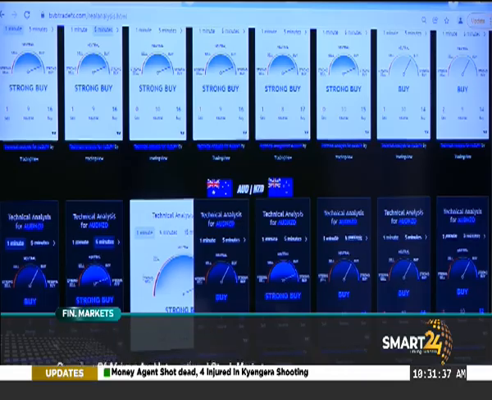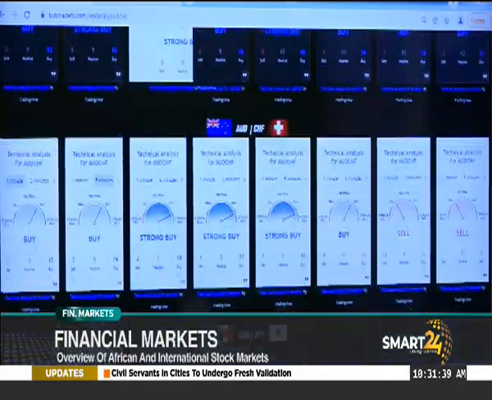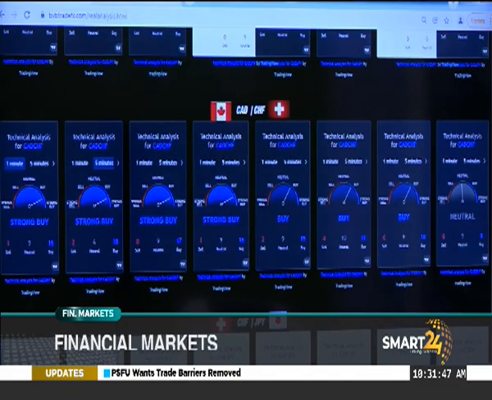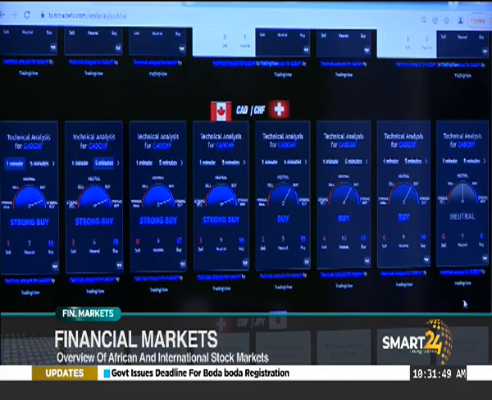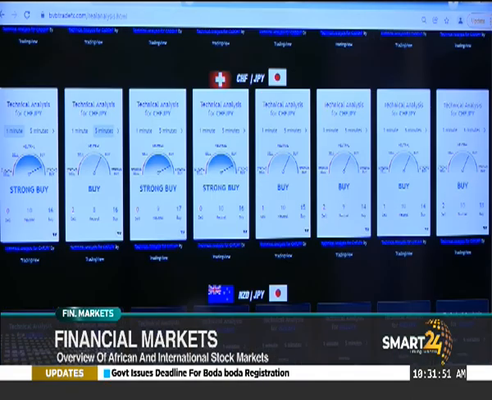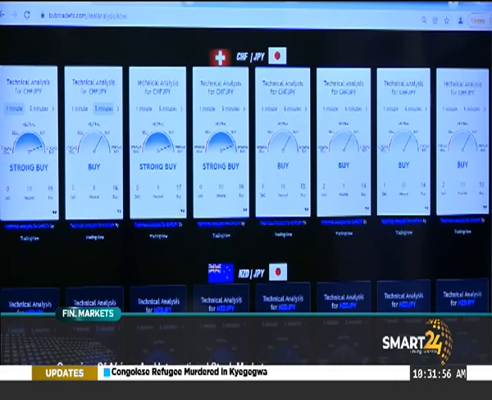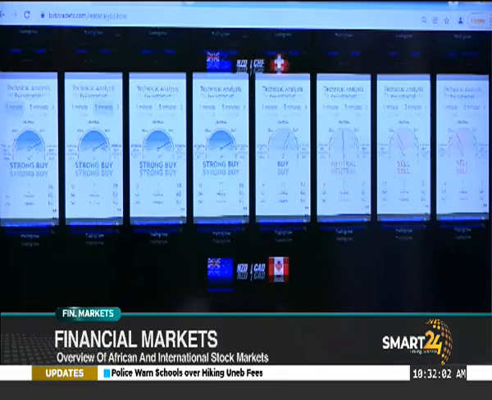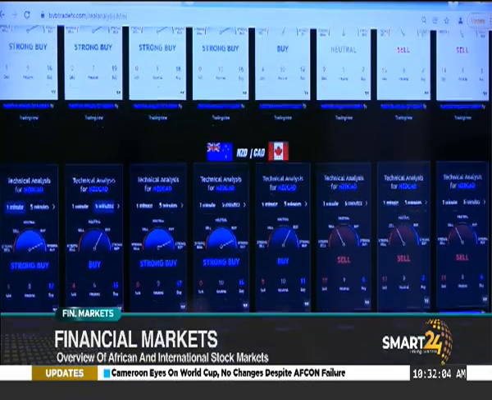Australian dollar versus the New Zealand dollar, buying. That is very, very nice. Australia is very strong right now. Canadian dollar versus the Japanese yen, buying. Canada versus CHF, that one is buying as well. CHF JPY buying. It looks like Japan is doing badly. Even New Zealand is buying against the Japanese yen. Japan is really performing poorly this time.